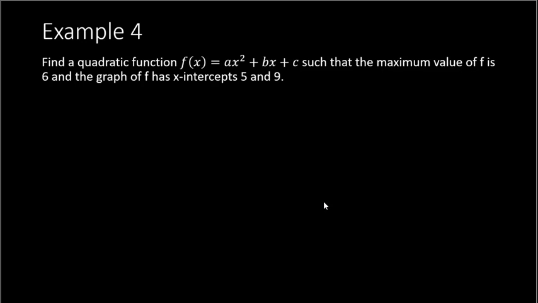Now to finish off, we are going to work with information given about a graph. What we're trying to do is find a quadratic function that fits the description given. So here, we're trying to write a quadratic function such that the maximum value of f is 6, and the graph of f has x-intercepts of 5 and 9.